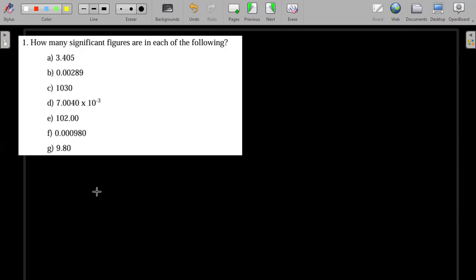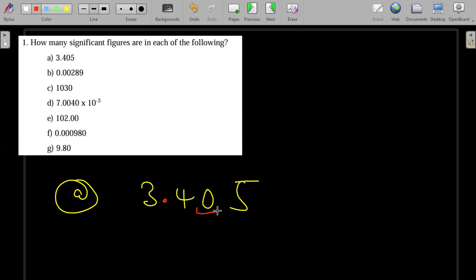Okay, so the first one, it's A. They're saying 3.405. Okay, so how many significant figures are in this number? Anyone to help us? 4. Okay, so this zero here is going to be considered as significant. Why? Because it's a captive zero. It's between two non-zero digits. So we're going to say this one has 4.